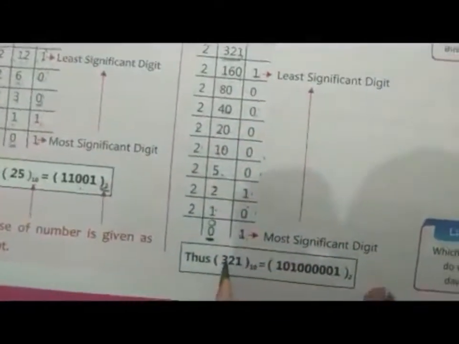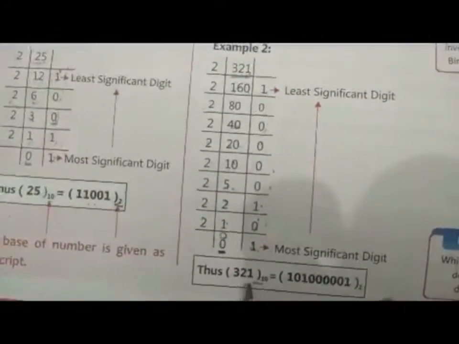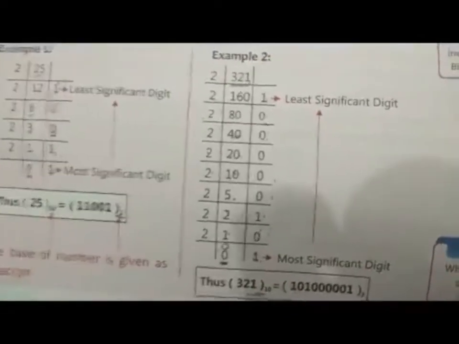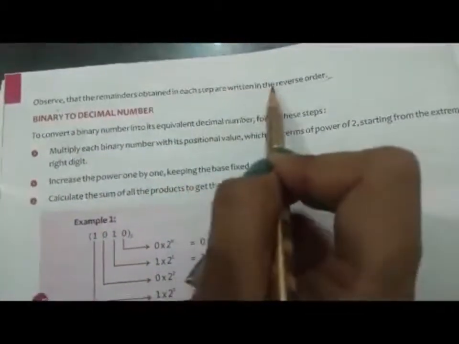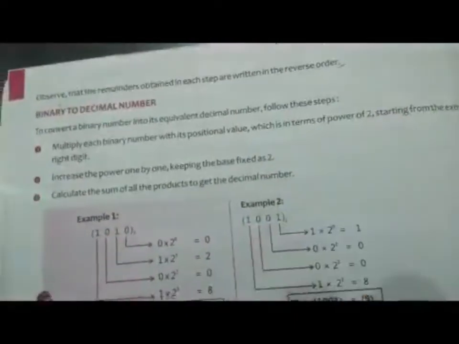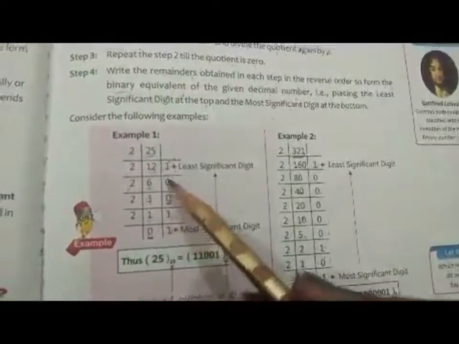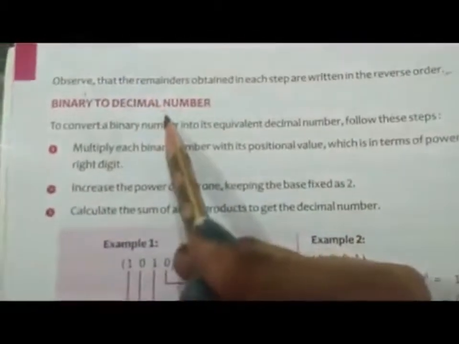So as it is written here, the decimal number 321 base 10 is converted into its binary equivalent. We have observed here that the remainders obtained in each step are written in the reverse order, as we have already seen. Now we have to convert a binary equivalent into a decimal number.